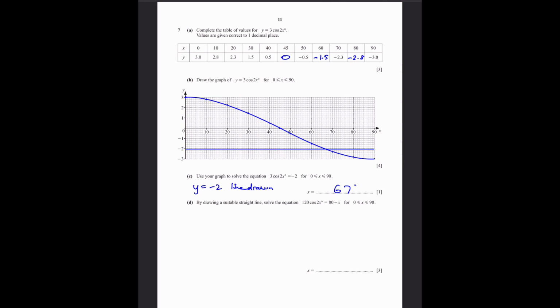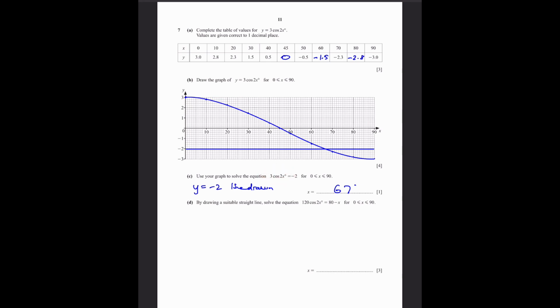Well, we only have the graph of 3 cosine 2x is equal to y. So how do we find it for 120 times cosine of 2x is equal to this as well, which we do not have the graph of? Of course, we just draw the graph. But first, we need to make sure that this equation has the original function in it.